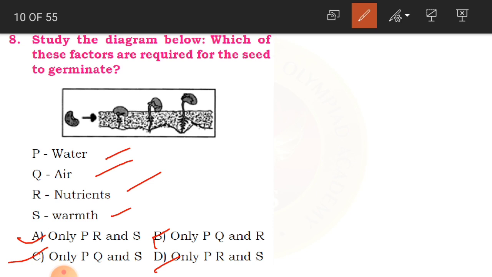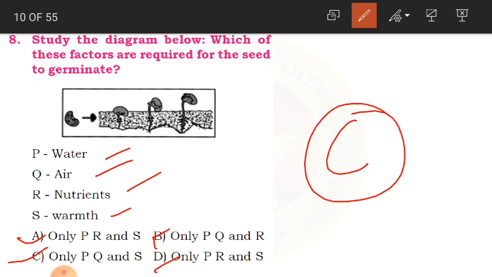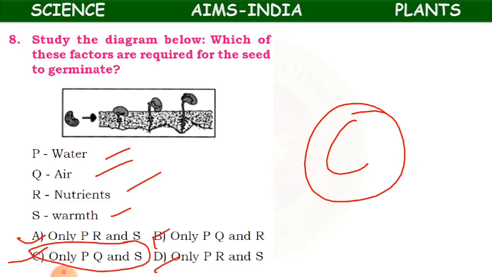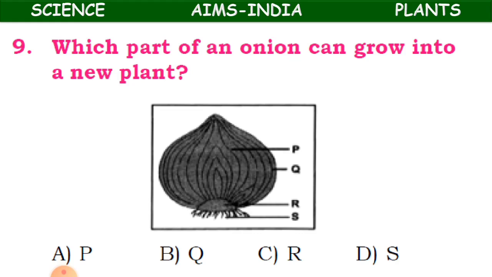And what did we learn, children? What is necessary? Water, air and the proper warm condition of the atmosphere. That is necessary for the seed to germinate. So that is why our C option is the correct answer. Clear, children? We'll move on to the 9th question now.